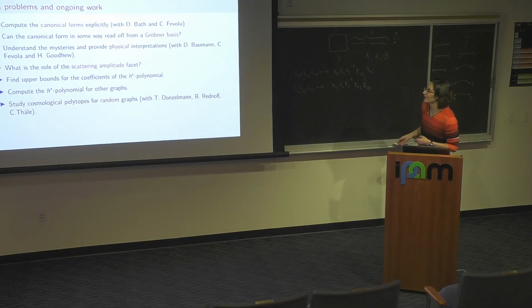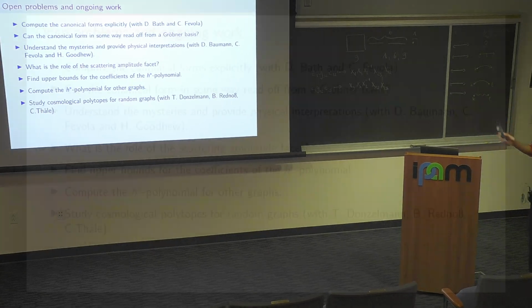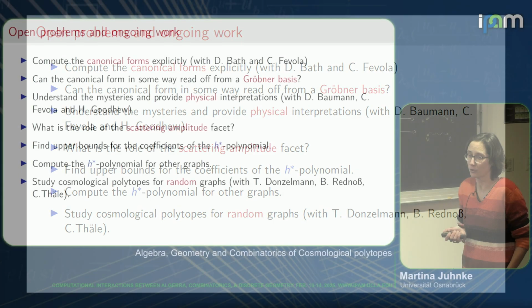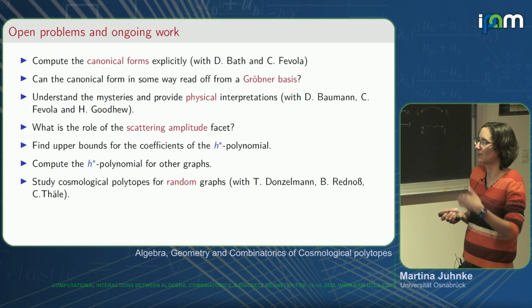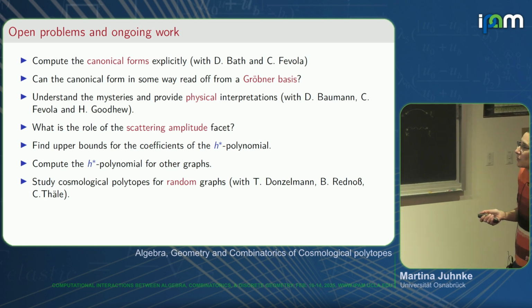And with this, let me come to my last slide. So what can we do, or what is open, what are we trying to do? We are now trying to compute these canonical forms finally explicitly with Dan Bass and Claudia Fevola. Then at some point I got the question from Bernd Sturmfels, can we somehow read off the canonical form from the Gröbner basis? It should be expected because the Gröbner basis knows everything about this polytope. But we don't know how.